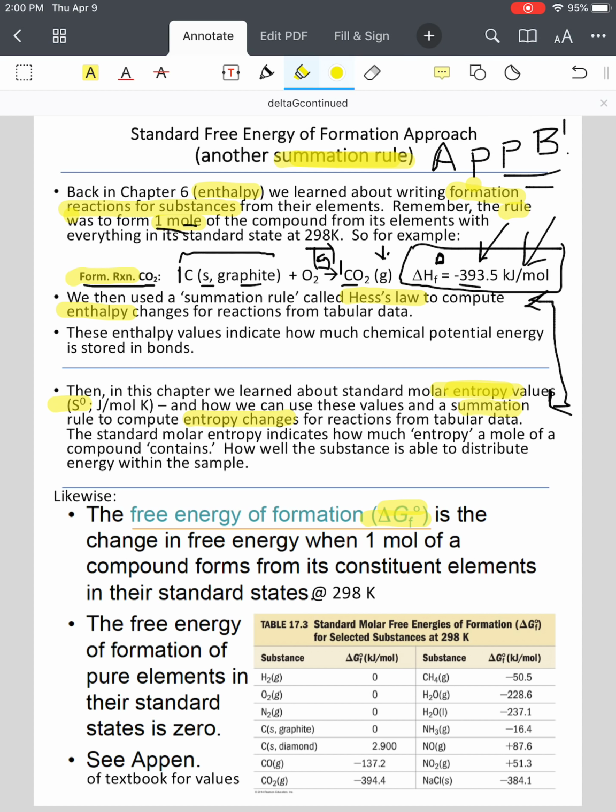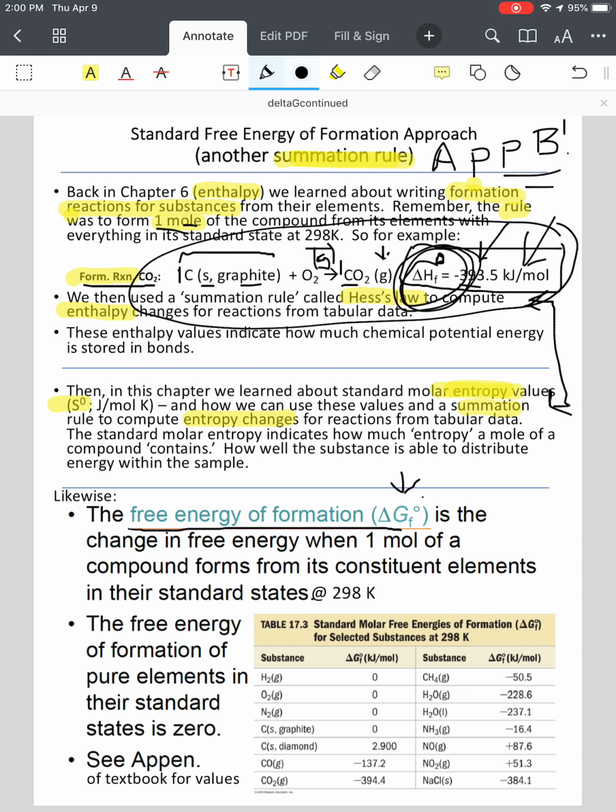So what we're going to do now is define something called the free energy of formation. It's going to have the symbol delta GF. Notice the little 0 as the superscript. That tells you it's the standard free energy of formation. This is very similar to what we learned about up here back in chapter 6. It's just that in chapter 6 it was enthalpy, and then we talked about entropy a few lectures ago, but now we're going to talk about Gibbs free energies of formation, okay?